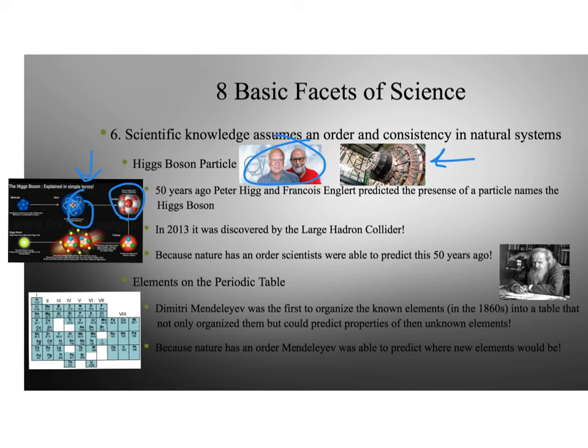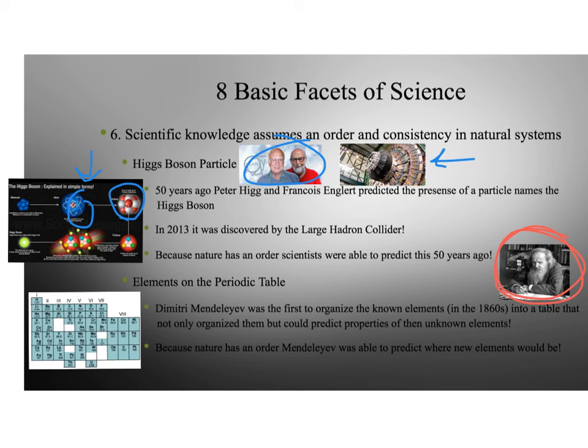Another example of this that's more relevant to the world of chemistry that we're going to investigate this year is Dmitry Mendeleev. Girls, how about this handsome fellow right here? This is Dmitry Mendeleev, a Russian chemist who was the first guy to organize the known elements of his time, in the 1860s. He took all the known elements and put them into a table that not only organized them, but could predict the properties of unknown elements at his time, which was really quite fascinating.